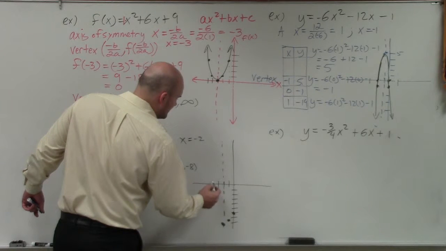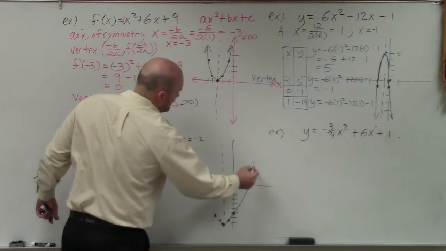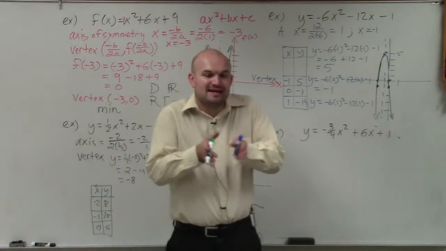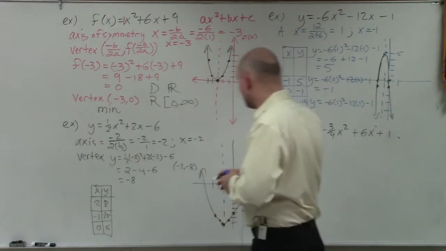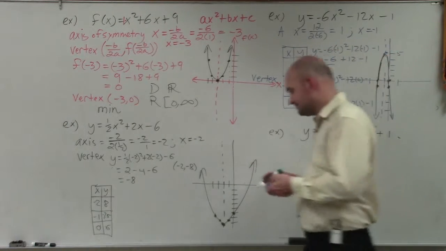Now, I simply just need to reflect these points over. And now I can graph. And hopefully what you see here is that this a, since it's 1/2, has stretched the graph horizontally or vertically shrunk the graph. All right, so next thing is now we're going to look at one last example.